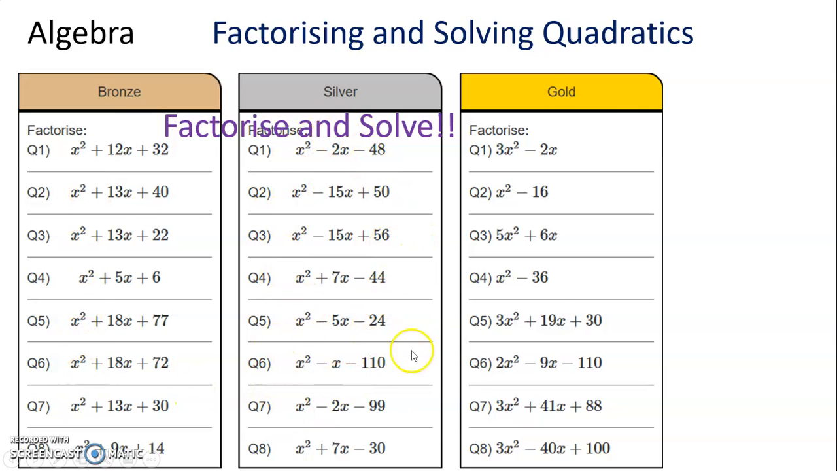Silver, we get into some negatives. And then gold, we've got a mixture of difference of two squares, quadratics where you've just got to take out a single term, quadratics where you've got a coefficient bigger than 1 in front of your x squared. So these are going to be your more complicated ones. So what I'd like you to do is pause the video and have a go at working through these at the appropriate level for you in your books.